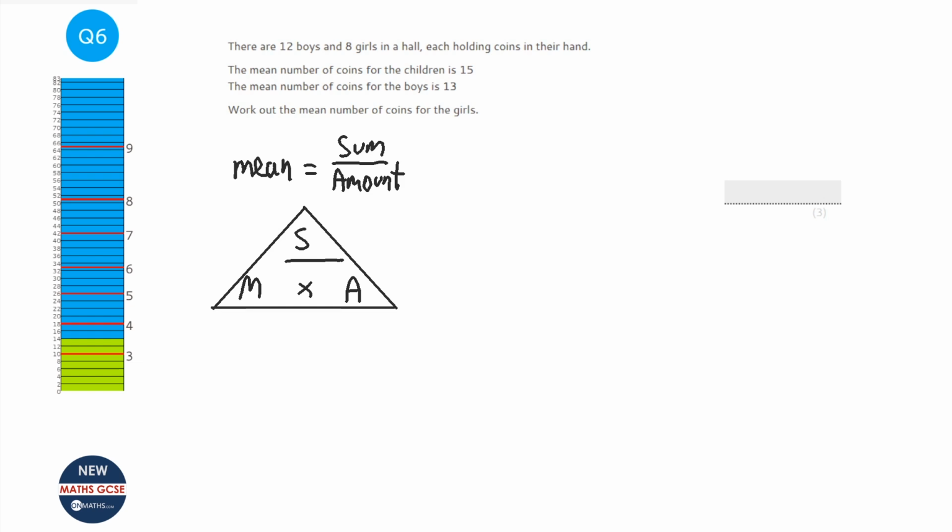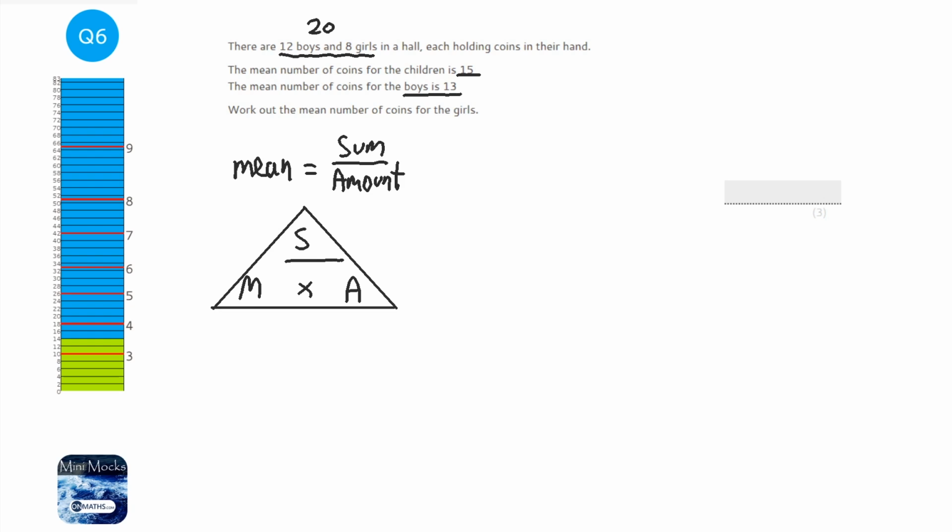Let's have a look. So it says there's 12 boys and 8 girls. So in total there's 20 children. So that's the first thing we need to realise. It says the mean number of coins for the children is 15. And the mean number of coins for the boys is 13. And we've got to work out the mean number of coins for the girls. So we know how many girls there are, which is 8, but we don't know the total amount of coins for the girls. For the boys.